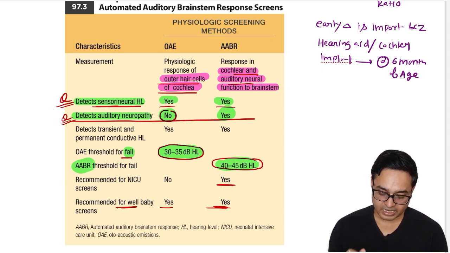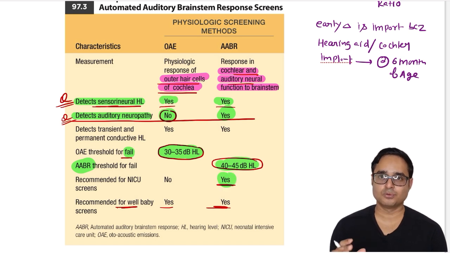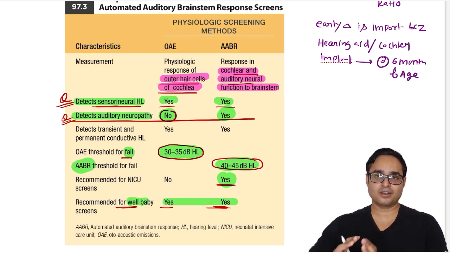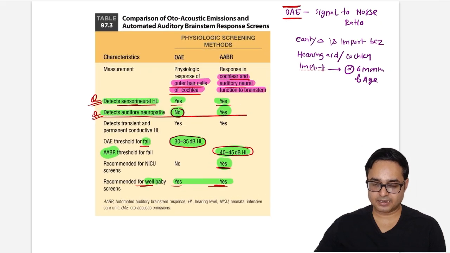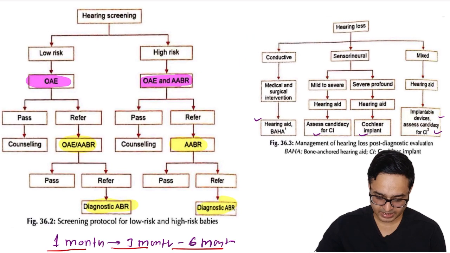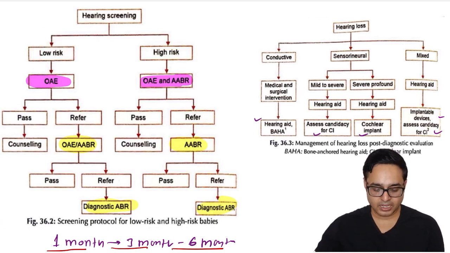So is it recommended for NICU screening? No. In sick neonates, you have to go for BERA or AABR, and in well baby screening, you can do both. So this is very important. I'll go through the slide or flow chart for hearing screening. Okay, just stay attentive. If your neonate is at low risk, a well newborn, you can use audiometry. But if your newborn is at high risk, use both audiometry and BERA, ABR.